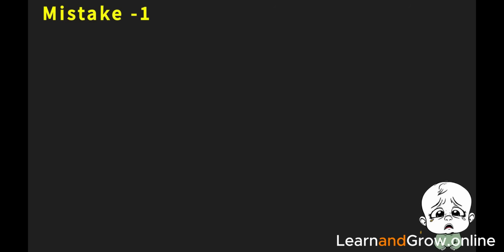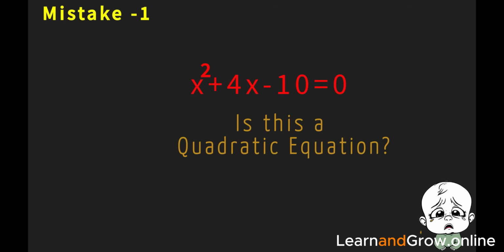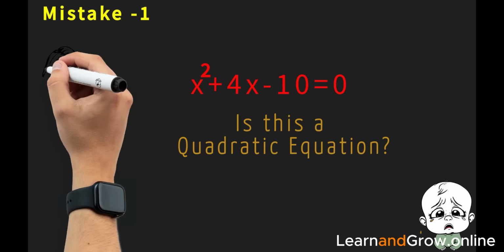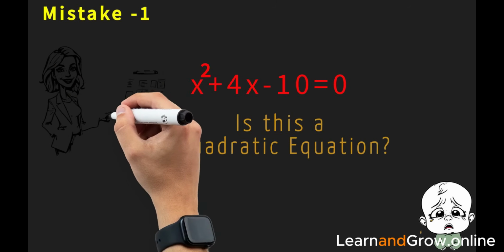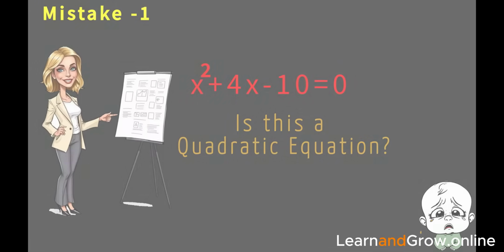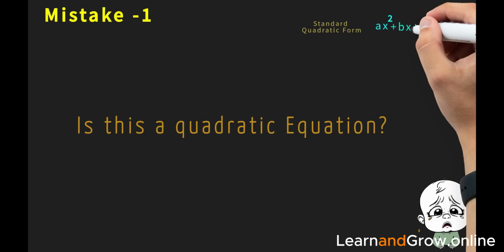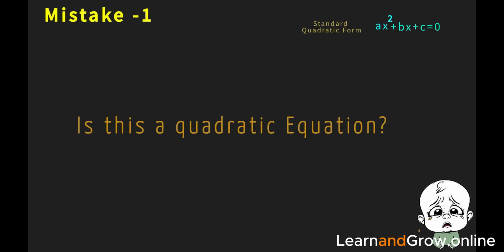Mistake number 1. Many students don't even check if the given equation is actually quadratic, and they jump straight into solving it with quadratic methods. Let's take a moment to see how we can check if an equation is truly quadratic or not. The standard form of a quadratic is ax squared plus bx plus c equals 0, where the highest power of the variable is 2. Now let's compare it with our given equation.